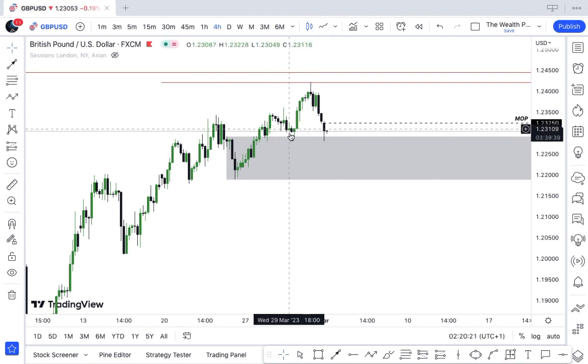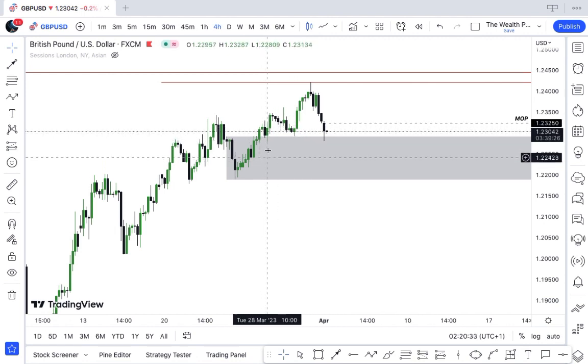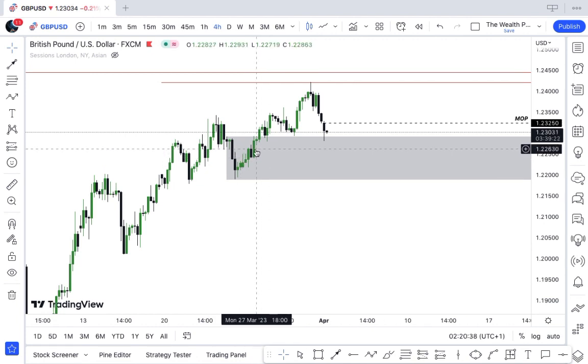So we're not going to be looking at buying from this imbalance here, because it's a false one, and you can see how price is taking it out. And then we're also going to look at buying from this other block, or this other block here, or probably this other block here. But no, we're not considering that now.